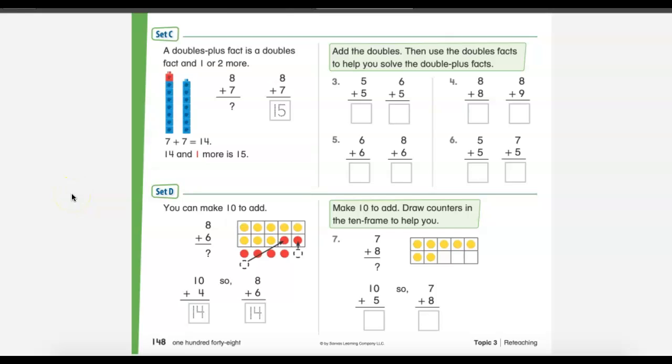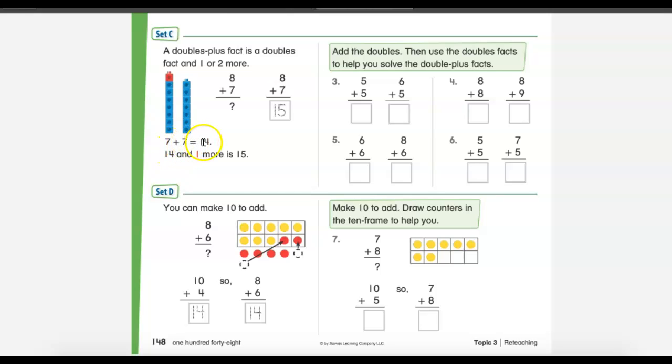Now we are going to complete page 148 of our reteaching activity. We are going to begin with set C. It says a doubles plus fact is a doubles fact and 1 or 2 more. So we see here in set C, we have 8 plus 7 equals question mark. Then we can see our cubes are representing a doubles fact.